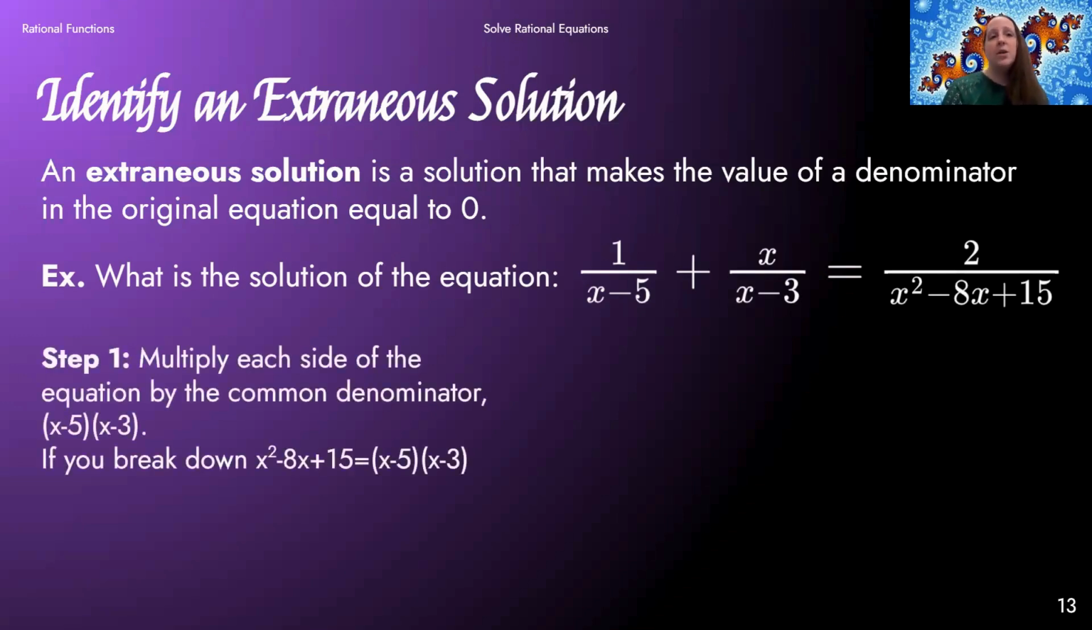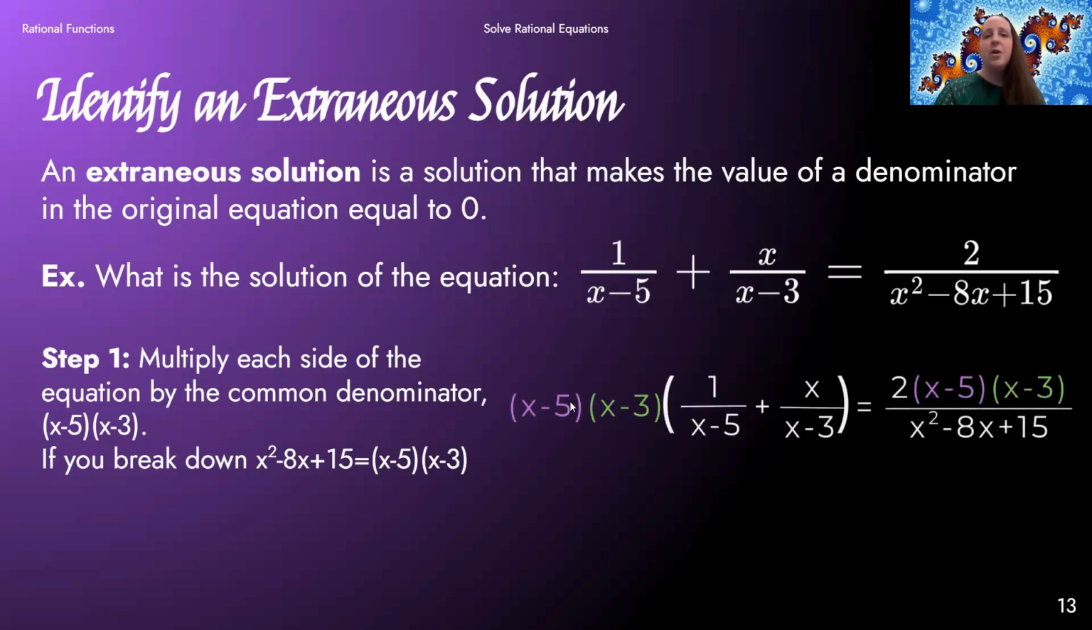So the first thing I want to do is multiply each side of the equation by its common denominator. So if I break down x squared minus 8x plus 15, two numbers that multiply to get me 15 would be 5 and 3, and they would add to get me 8 as well. So x squared minus 8x plus 15 is x minus 5 times x minus 3, so we factored that. So I'm multiplying both sides of my equation by x minus 5 times x minus 3.